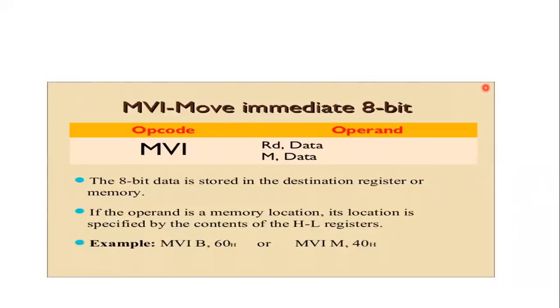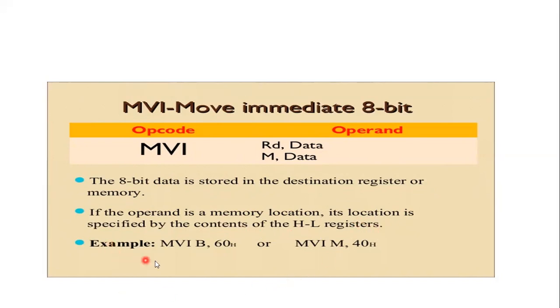Next, the opcode is move immediate, MVI, move immediate 8-bit. So opcode MVI, then operands Rd, data, or M, data. So the 8-bit data is stored in the destination register or the memory. If the operand is a memory location, its location is specified by the content of the HL register, as in the previous case.